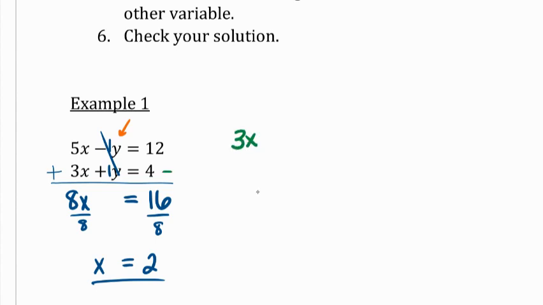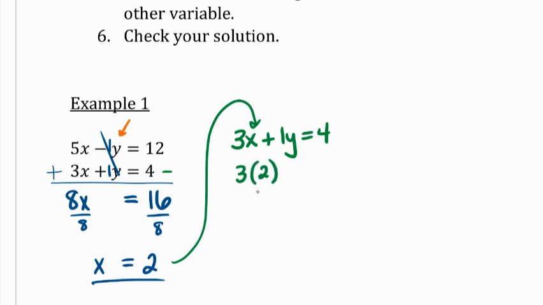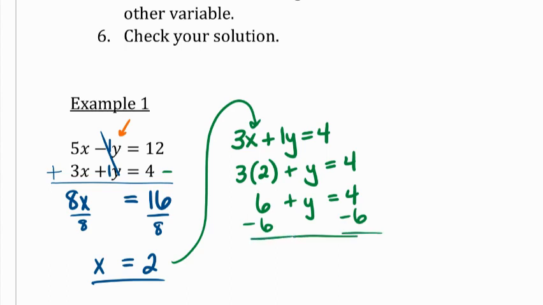So I'm going to take my 3x plus 1y equals 4. And then I'm going to take this x equals 2, and I'm going to plug it in for x. So that'd be 3 times 2 plus y equals 4. If I do 3 times 2, I get 6 plus y equals 4. And then to solve for y, I need to get rid of this 6. Since it's 6 plus y, I'm going to subtract it to get it over to the other side. Goes away there, and we're left with y equals 4 minus 6, which is negative 2.